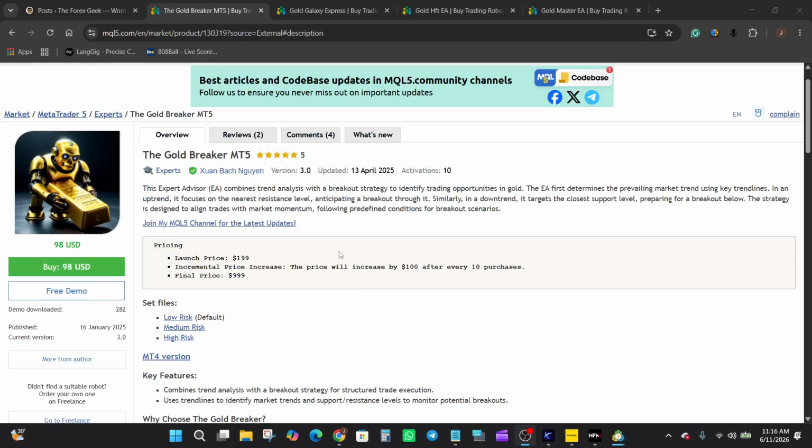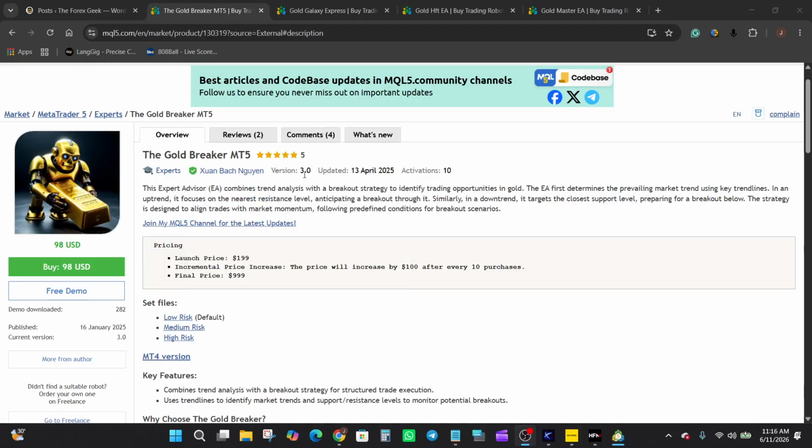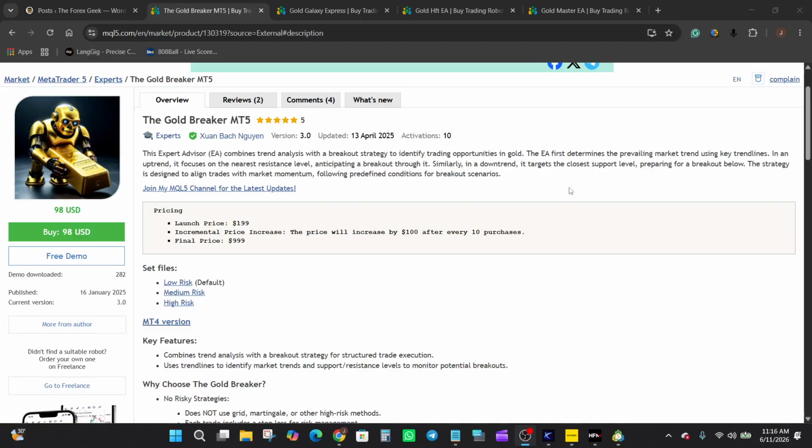Looking at the MQL5 Marketplace page, the EA is priced at 98 US dollars currently, developed by Juan Bach Nguyen and currently updated to version 3.0, updated on the 13th of April 2025, and it shows a total of 10 activations. And the focus here is specifically on gold trading, all right, which is XAUUSD.